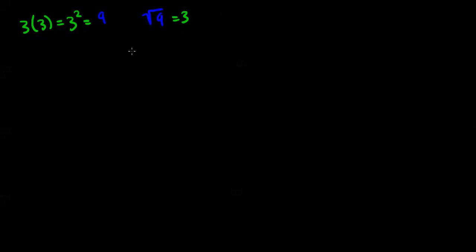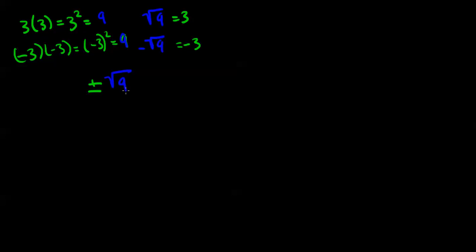Now, let's look at negative 3 times negative 3, which is equal to negative 3 squared. And negative 3 squared equals 9 also. So the square root of 9 with a negative on the outside equals negative 3. So basically, negative 3 times negative 3 and 3 times 3 both equal 9. So the square root of 9 equals plus or minus 3. And that would be expressed by writing a plus sign and then a minus sign.